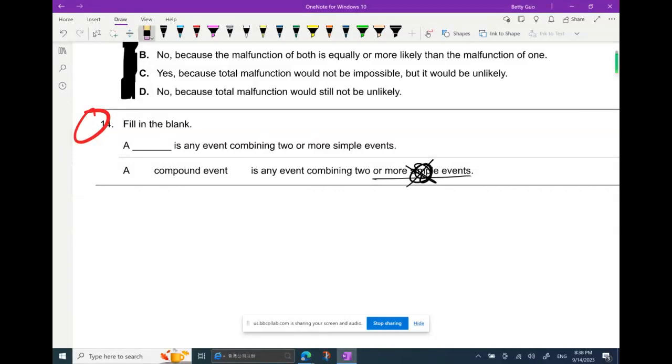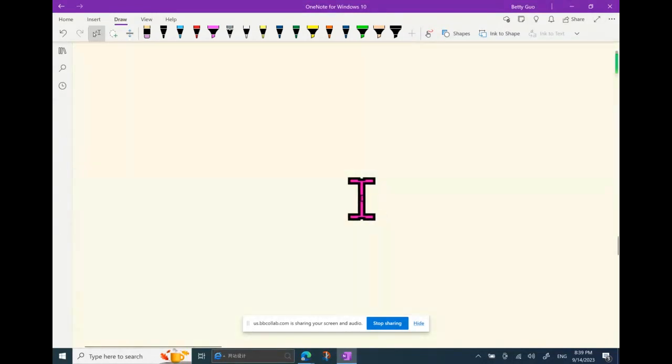A compound event is a result that combines two or more events. It doesn't have to be simple. A simple event means a single outcome. Okay, next.